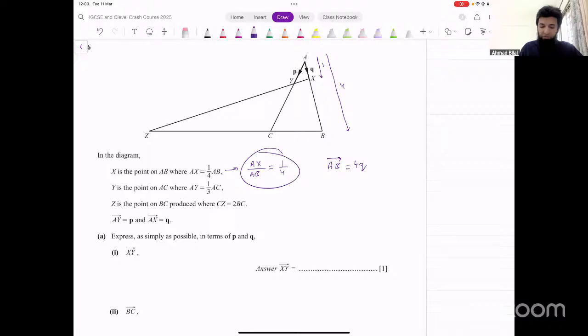Right? That's what this ratio means. We know AX is equal to Q. AB is going to be 4 times that. So that's 4 times Q. Okay. Let's think about this now.